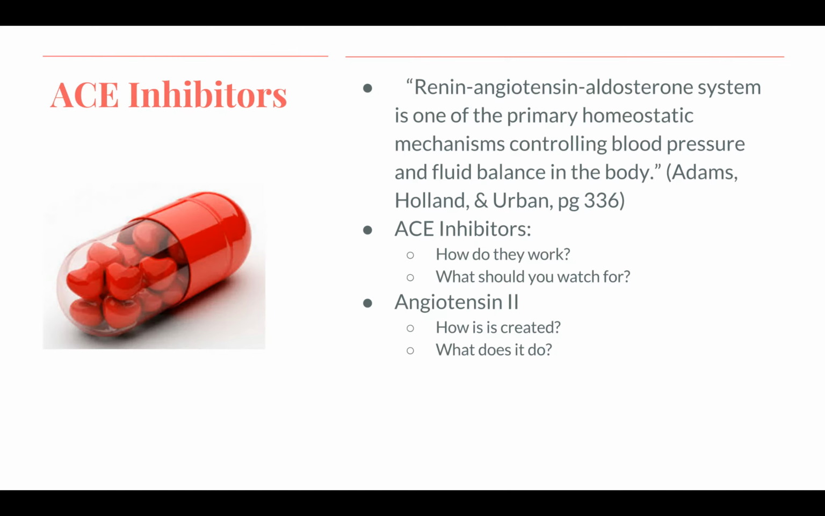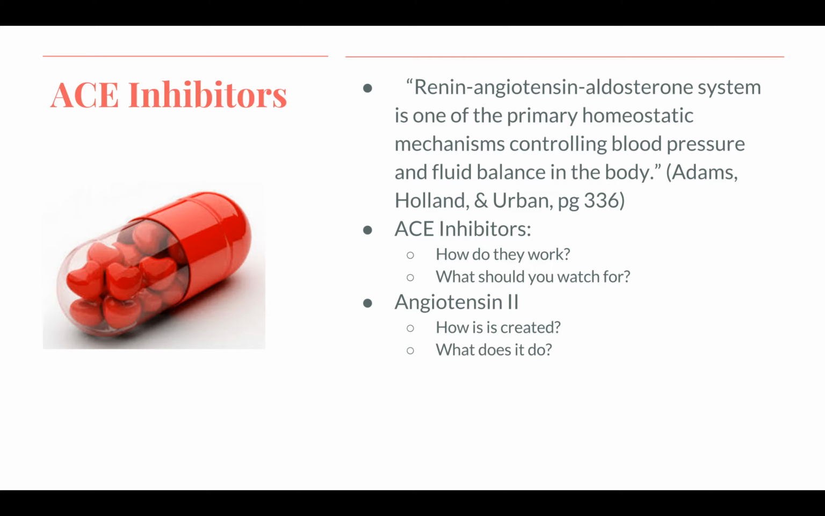The next type of drug are ACE inhibitors. The renin-angiotensin-aldosterone system is one of the primary homeostatic mechanisms controlling blood pressure and fluid balance in the body. Drugs that affect this system decrease blood pressure and increase urine volume. Adverse effects of ACE inhibitors are usually minor, but include persistent cough and postural hypotension.